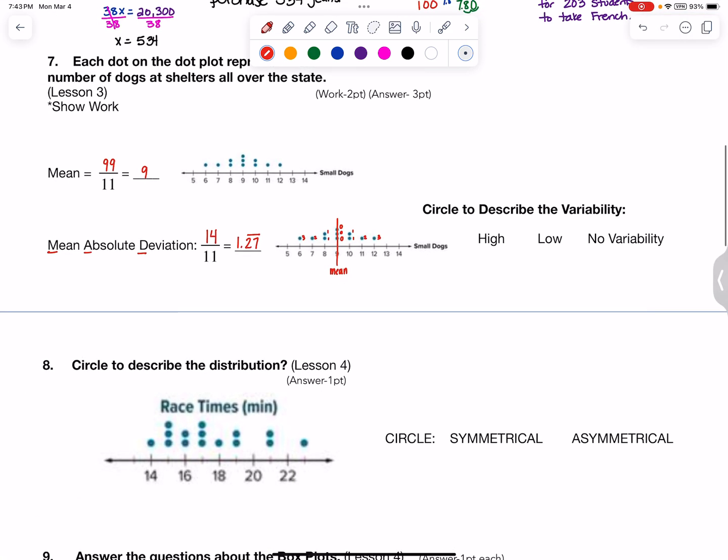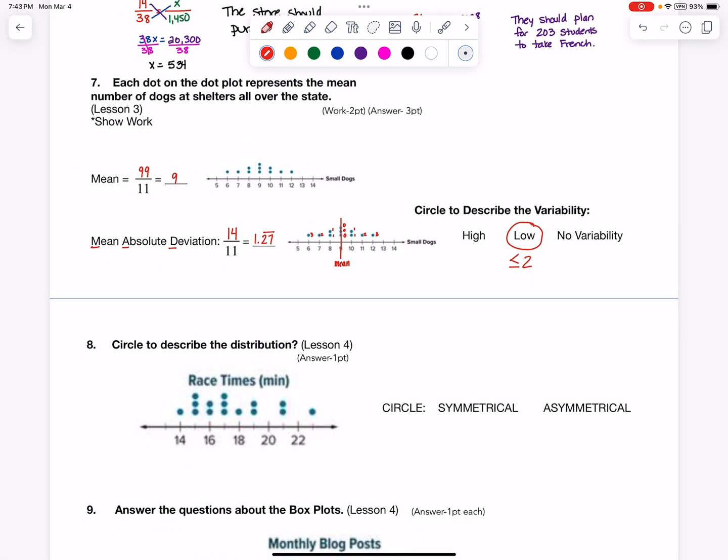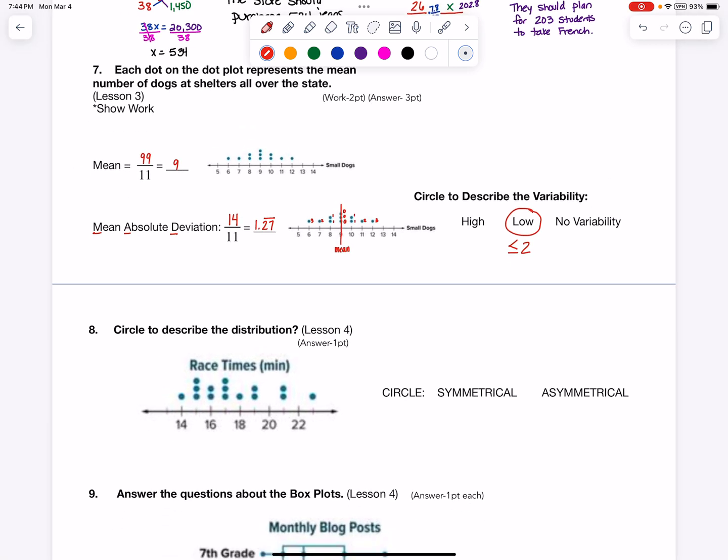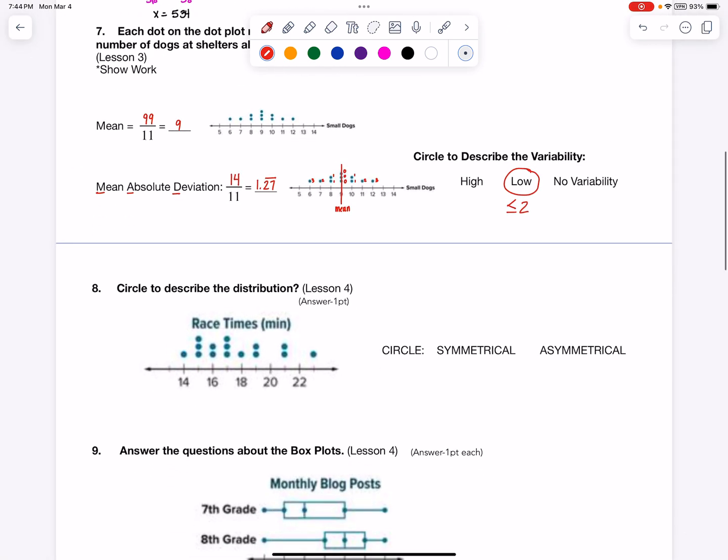So what does that mean if it's just 1.27 off on average? Circle to describe the variability. If it's under 2, I mean, it's pretty close to 0. I wouldn't say it's too far off. So we're going to go with low variability. So we're going to say anything that is less than or equal to 2, we're going to choose low variability. It's not really that spread out. It's pretty surrounding the mean in our dot plot.